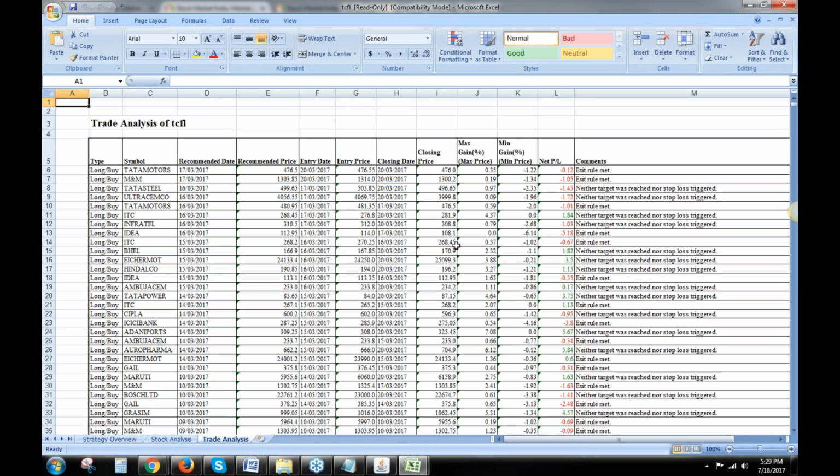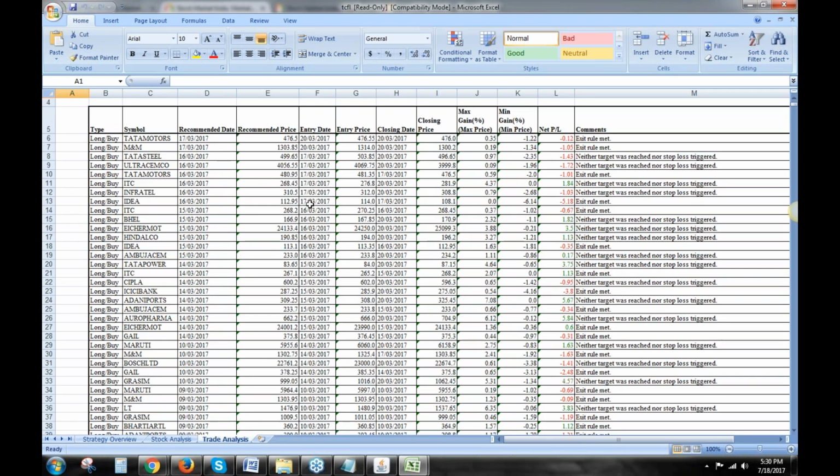You can backtest a simple moving average crossover, or you can backtest a complicated strategy combining a MACD or a super trend or an RSI. Any complicated strategy you can backtest there. And then on the Excel sheet here, you can do a trade-wise analysis of the different stocks altogether, and it shows you the different parameters.